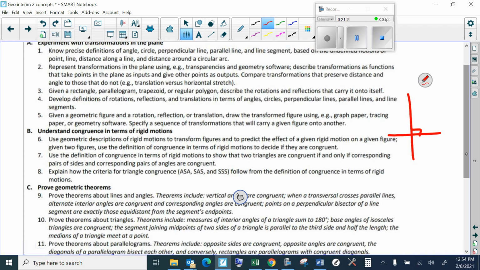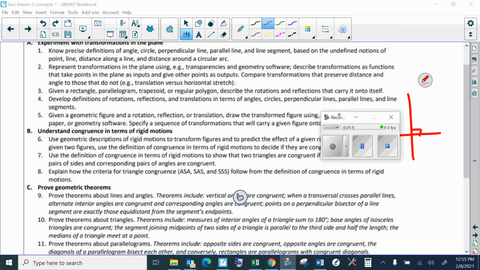So there's perpendicular lines. Parallel lines, remember, means same slope, don't intersect, and also in the same plane. Remember, if they're not in the same plane, two lines that don't intersect that are in space are called skew lines. Parallel is in the same plane, skew is in space. Line segment: two endpoints and all the points in between them.